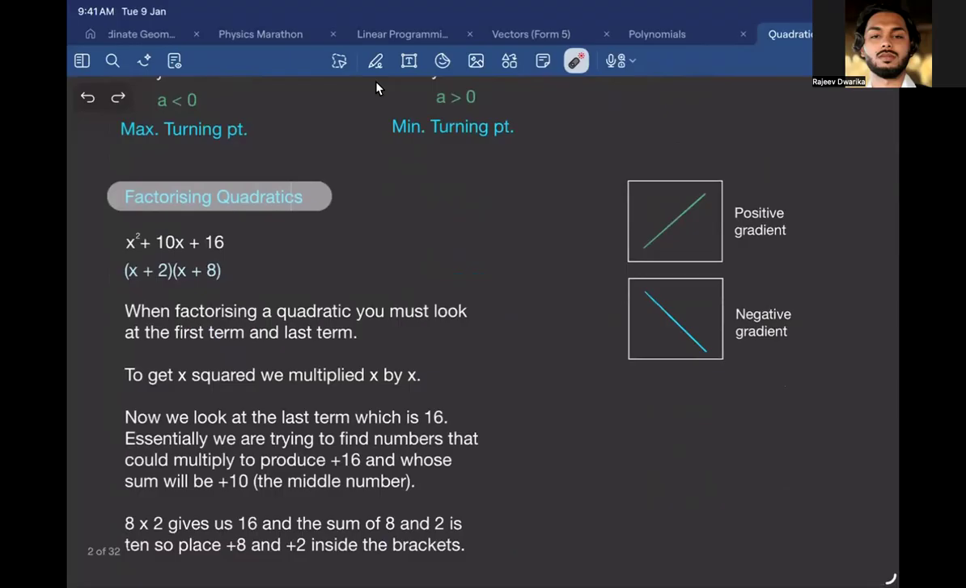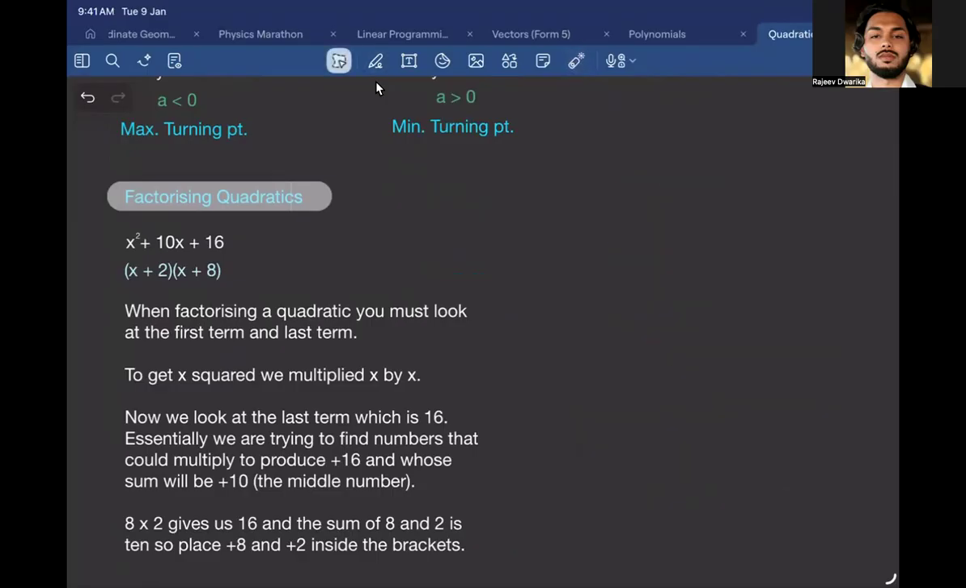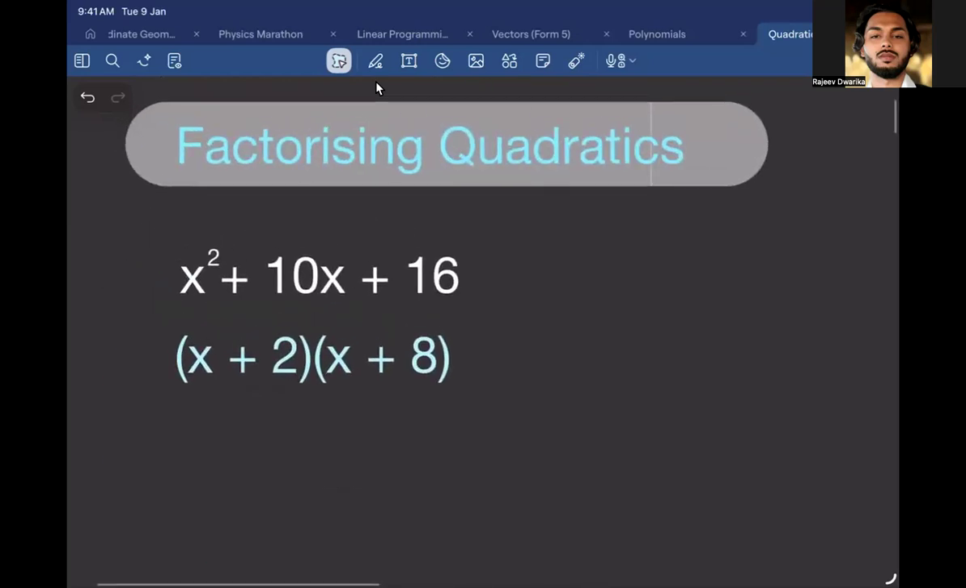So we need to be able to factorize a quadratic. We really, really need to be able to factorize a quadratic. I can't stress that enough. So let me just get rid of this and we'll do this question.